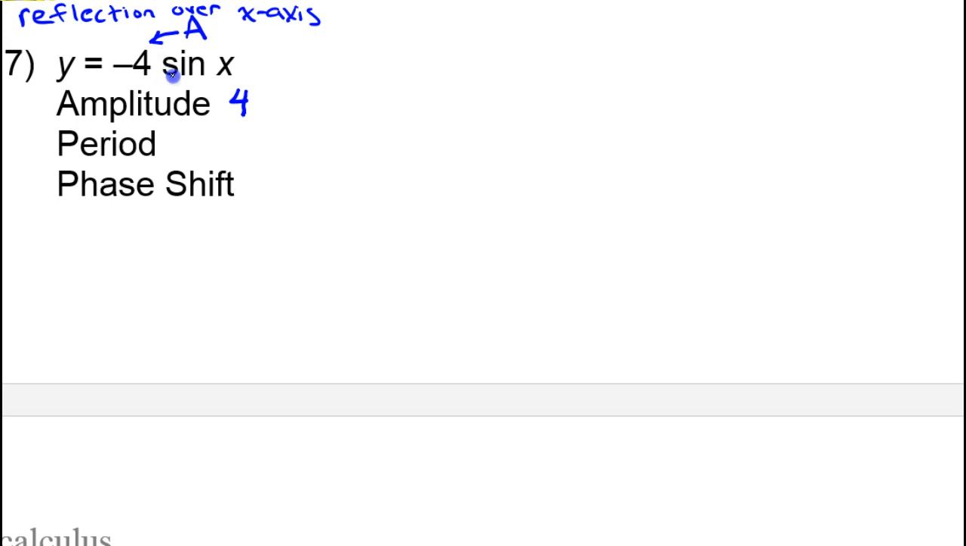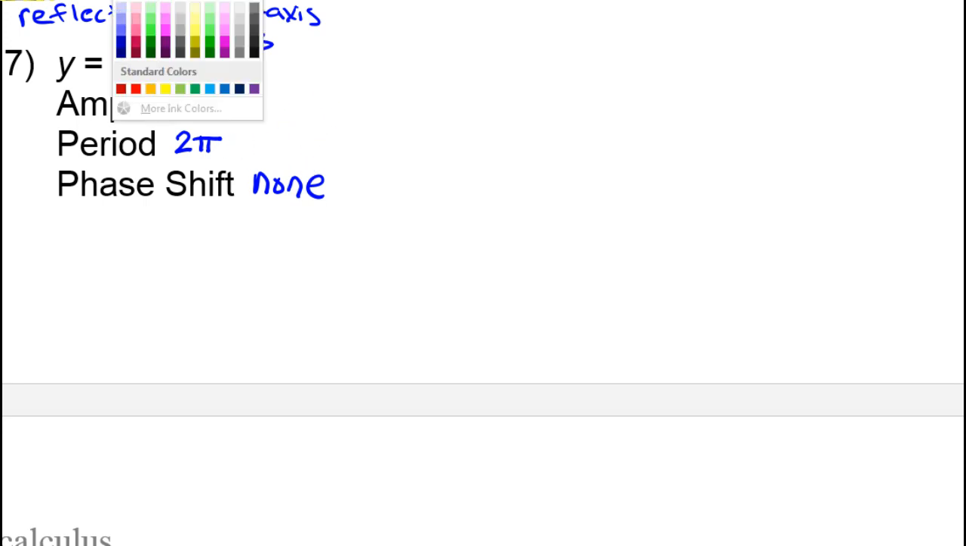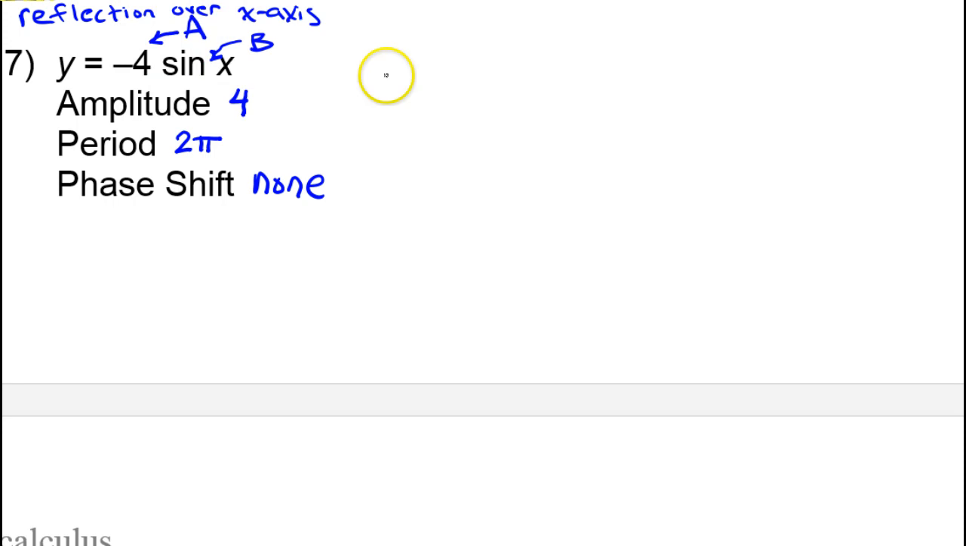Now the b value would be right here if there was one. But the lack of a number tells us that the b value is 1, which means that the period is unchanged and should still be a regular old 2 pi. There is no phase shift since nothing is being added or subtracted on the end. So for phase shift, we will just say none. This should be enough information for us to draw the graph.